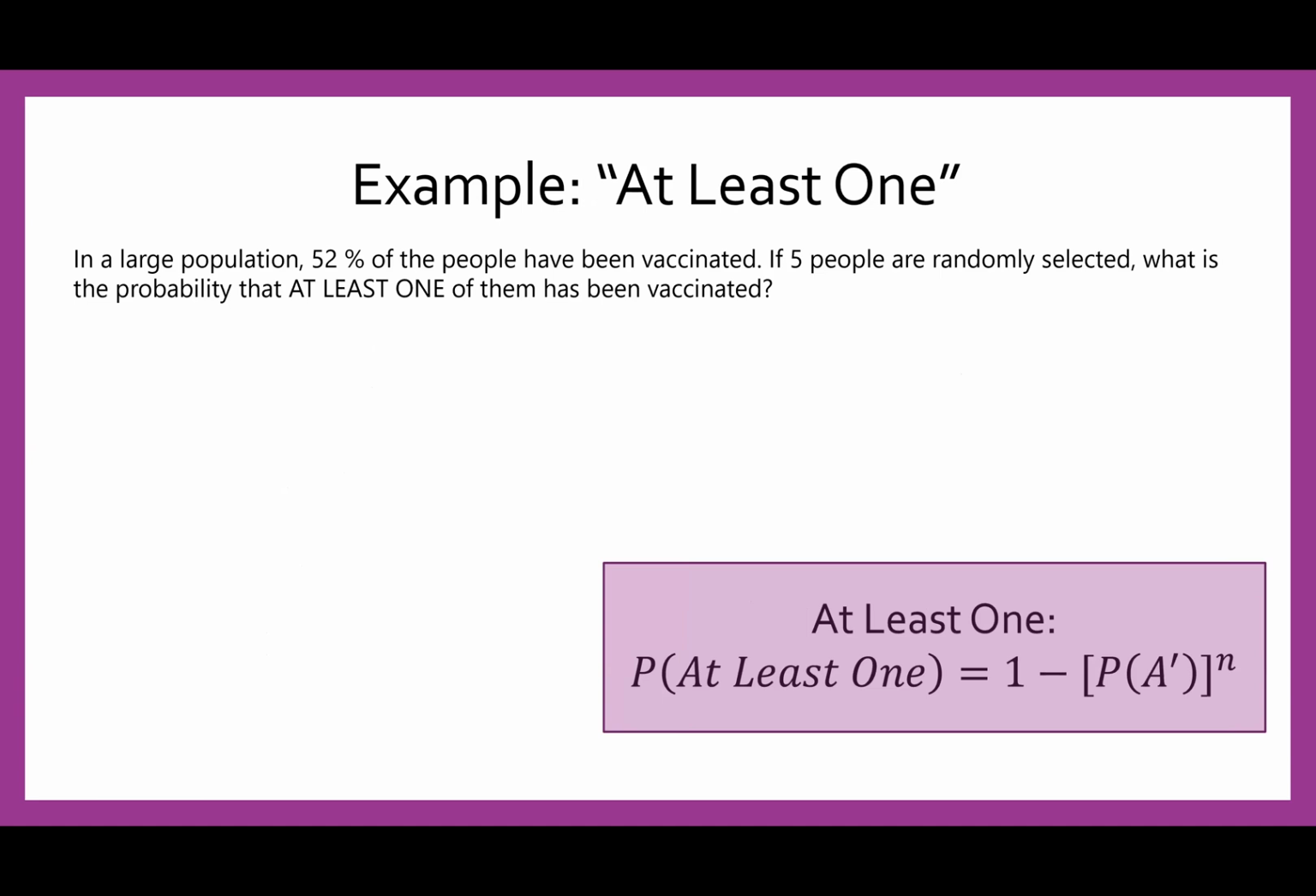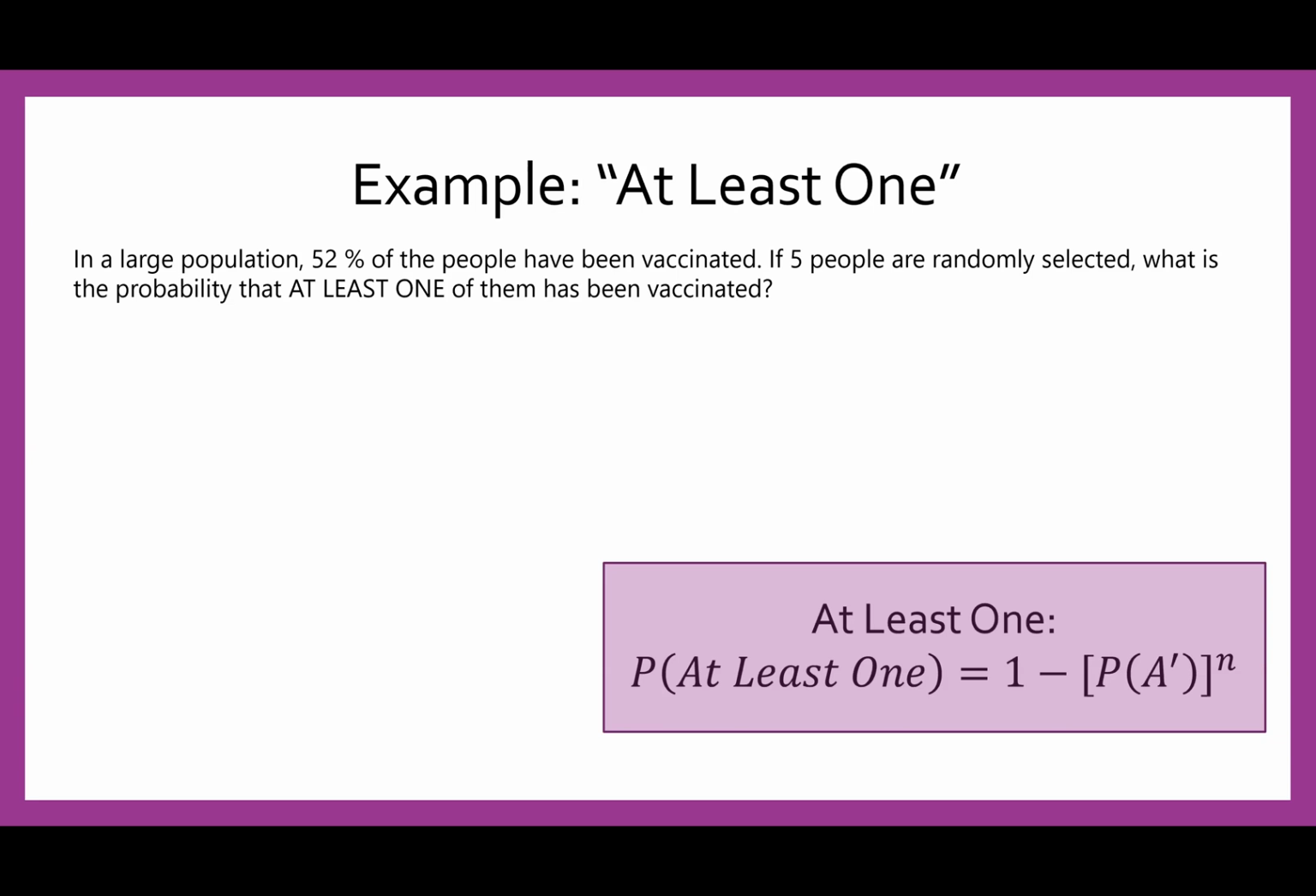So let's look at some special cases. This is commonly called "at least one." This only applies when we have independent events. In a large population, 52% of the people have been vaccinated. If 5 people are randomly selected, what is the probability that at least one of them has been vaccinated?